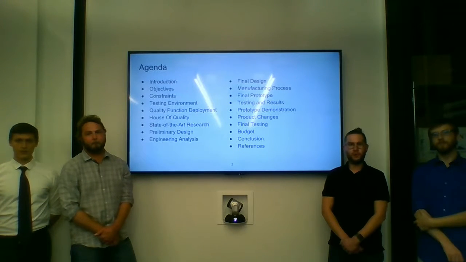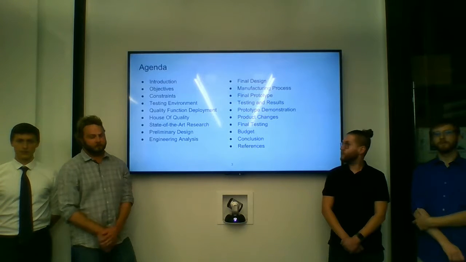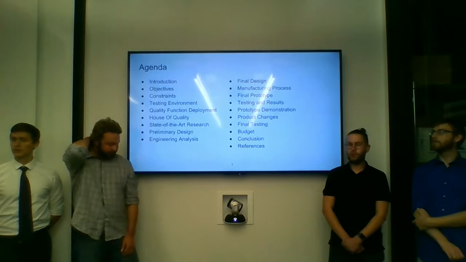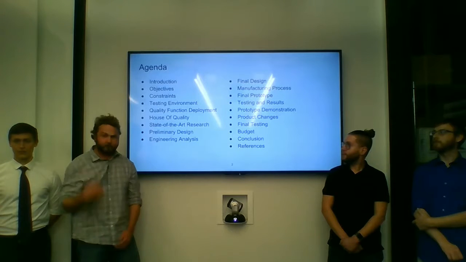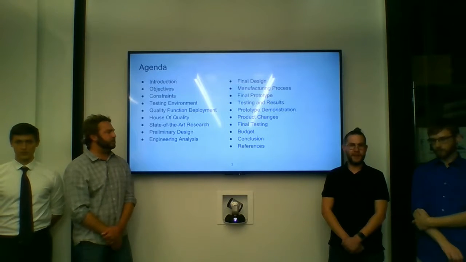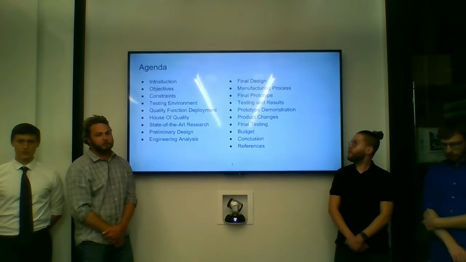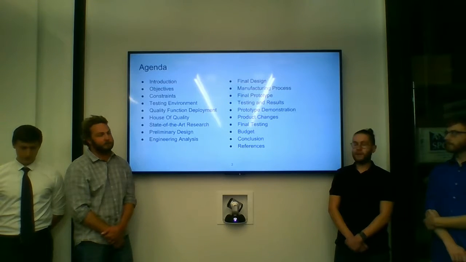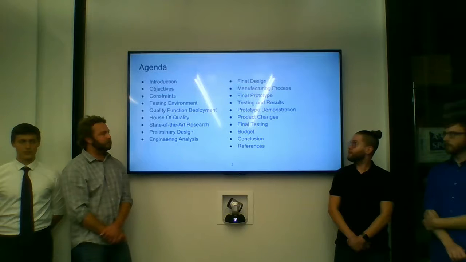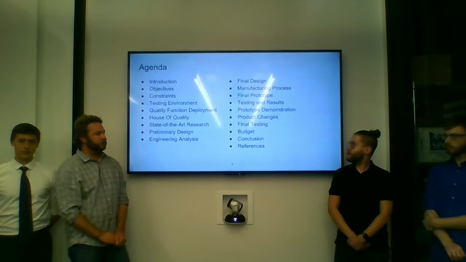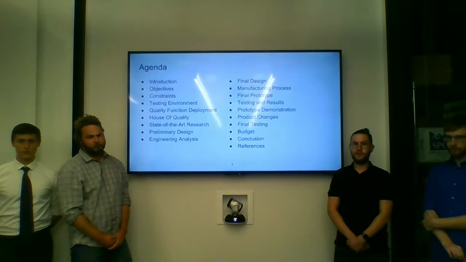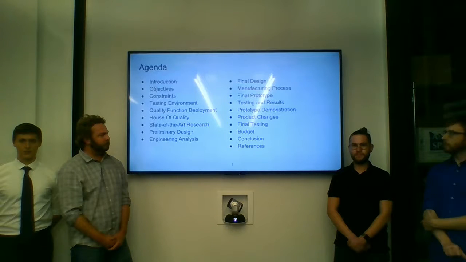Then we're going to go into our quality function diagram, also our house of quality, go over some state-of-the-art research, our preliminary design and engineering analysis, then our final design, or the manufacturing process, our final prototype, testing and results, the prototype demonstration, some product changes, final testing, budget, conclusion, and references.